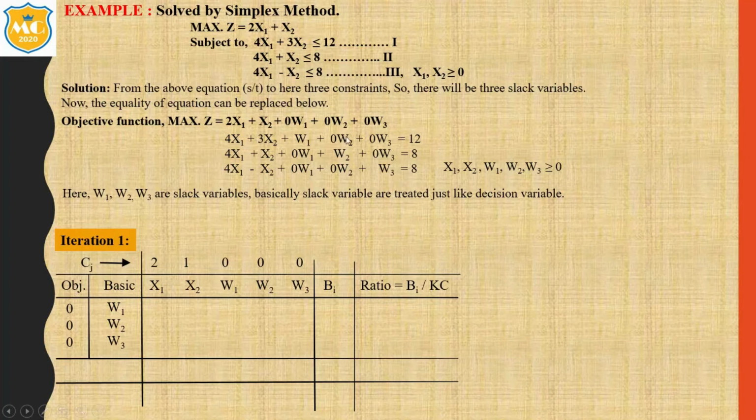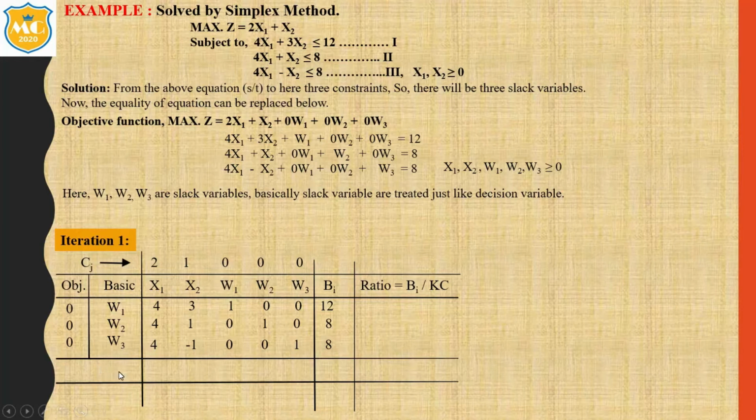Now we have to write down these values from here. So consider the first equation. In that we just have to write down the technological coefficients, that is 4, 3, 1, 0, 0 and the resource value is 12. Similarly, for the second equation 4, 1, 0, 1, 0, 8 and the last equation 4, -1, 0, 0, 1, 8.